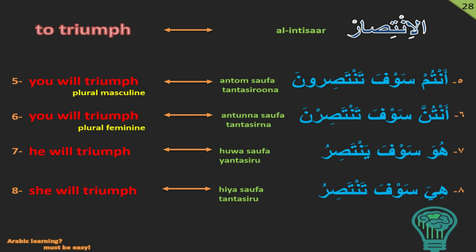Here we have number five. Antum sawfa tantasiruna. Antum sawfa tantasiruna means you will triumph for plural masculine. Number six, antunna sawfa tantasirna. Antunna sawfa tantasirna means you will triumph for plural feminine. Number seven, huwa sawfa yantasiru. Huwa sawfa yantasiru means he will triumph. And number eight, hiya sawfa tantasiru. Hiya sawfa tantasiru means she will triumph.